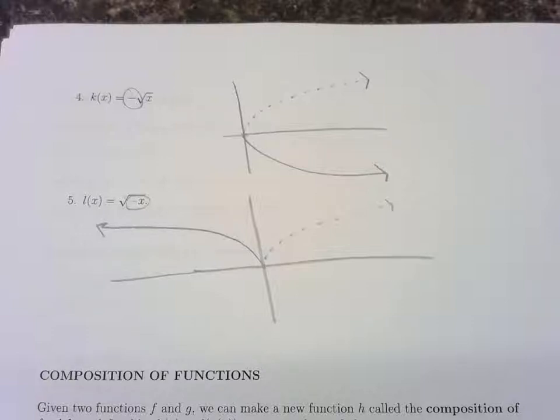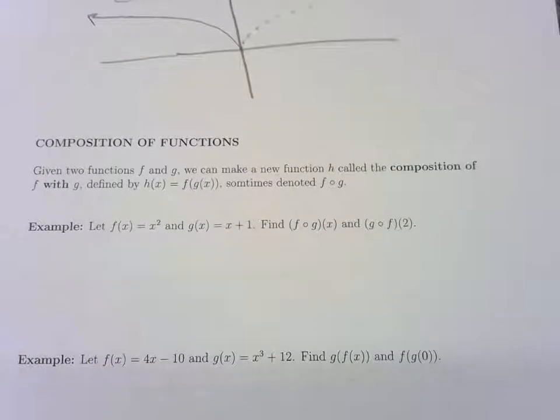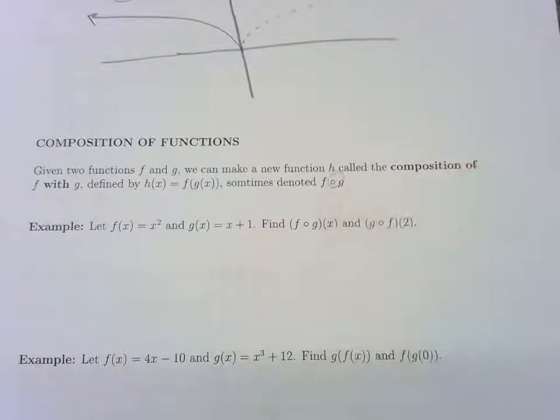Okay, and then the last thing we're going to do for this section before you guys start on your first practice set is compositions of functions. It says given two functions f and g, we can make a new function h called the composition of f with g, defined by h of x equals f of g of x, sometimes denoted as f composed with g. So you have this little sign here.